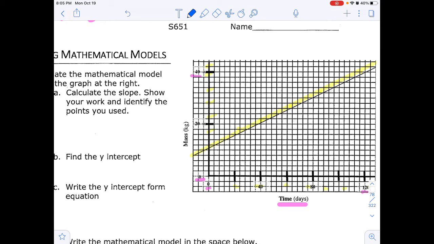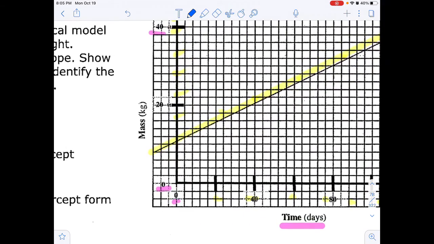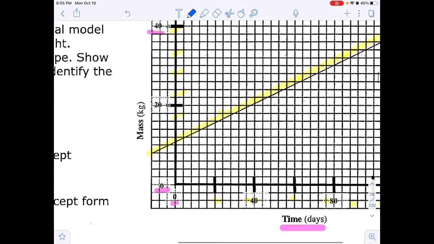So now I'm going to find the slope. I'm going to pick things that are easy for me to find the slope. So I pick 2 points. I know that this is at 20. Let's choose this one. And how about this one right here at 80? Looks good. And I'm going to write the coordinates.